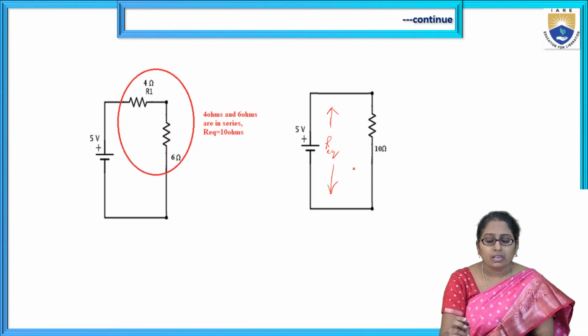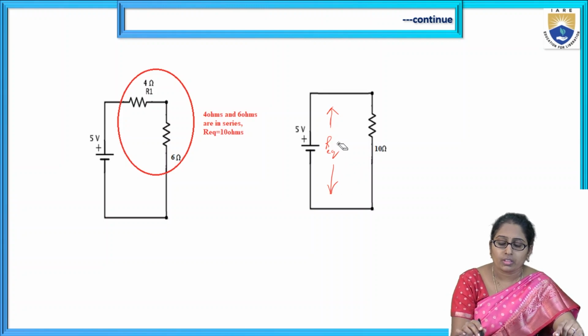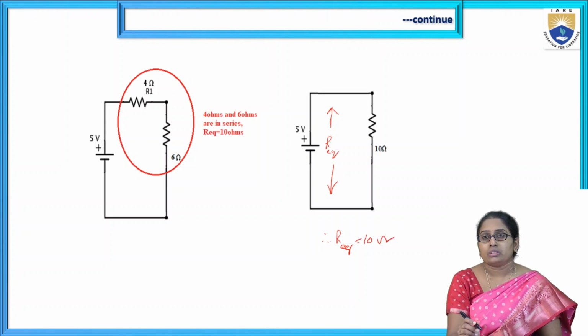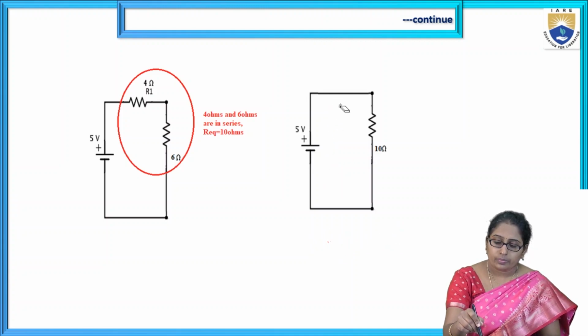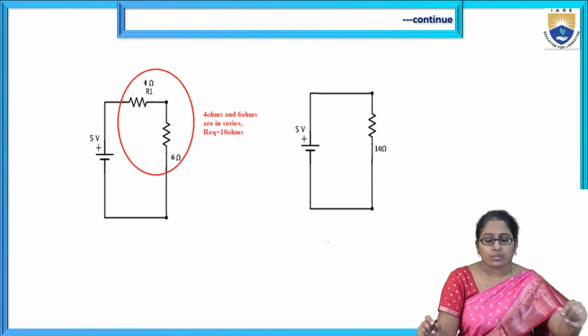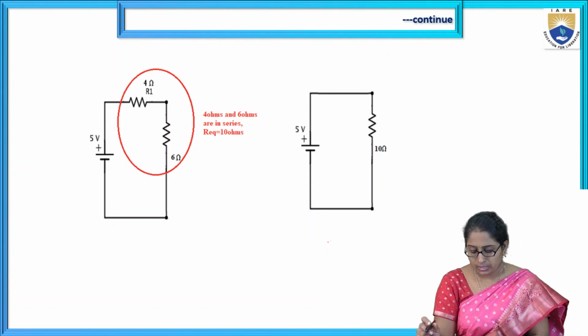So finally, the answer R equivalent for this given circuit is given by how much? 10 ohms. R equivalent for this given circuit is 10 ohms. So that is how R equivalent is calculated here. That is our answer: R equivalent is 10 ohms.